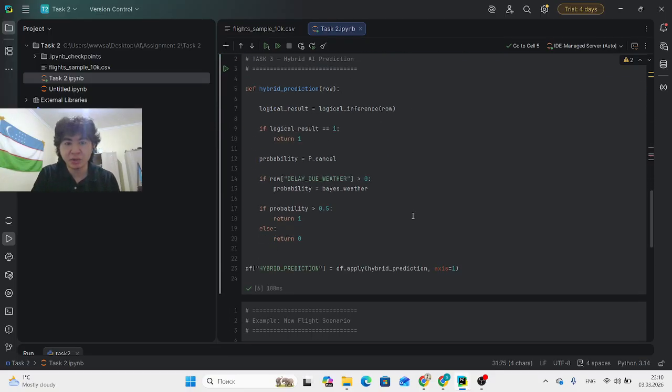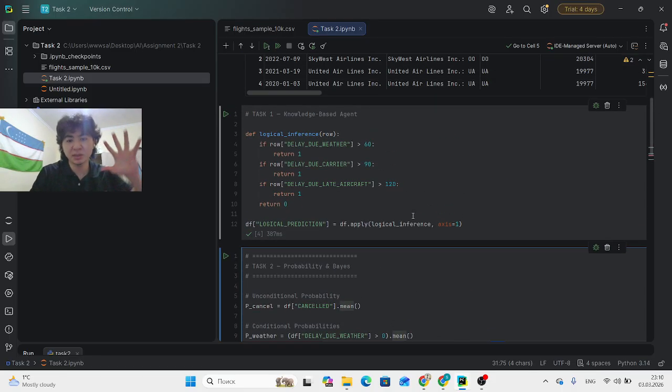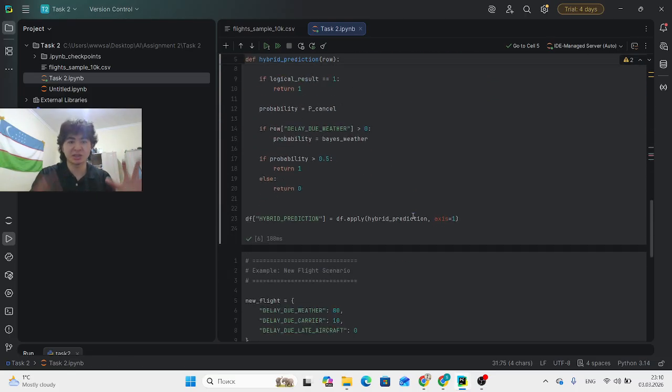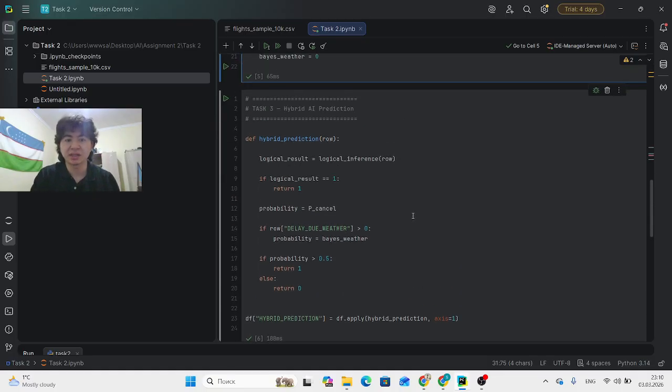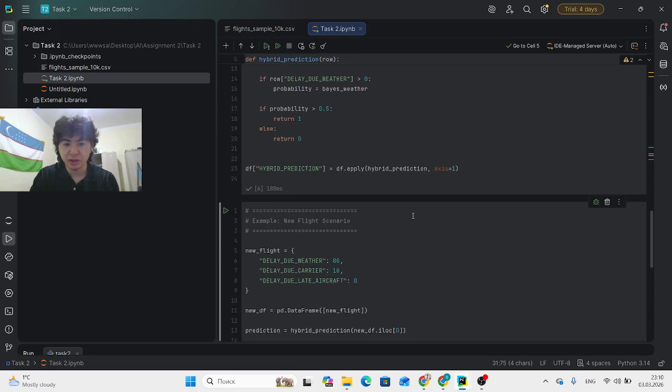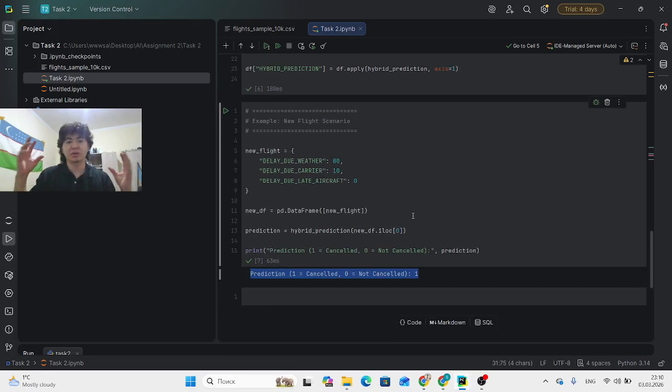And for the third step, we had a hybrid AI prediction. It's like both of them, both the probability Bayes and the knowledge-based agent are included, and it makes the decision using if-else statements. And for the last part, we had a scenario. For example, the weather delay was 18 minutes, and the carrier delay was 10 minutes. So what's going to happen in the end?